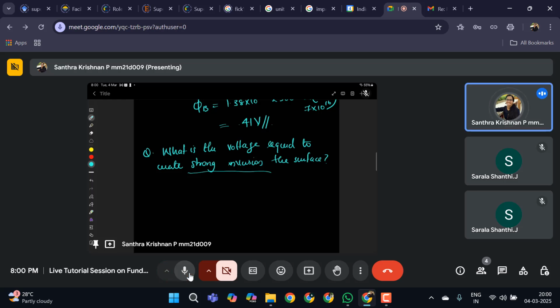Yeah, so basically you have to think what happens to the surface potential when there is strong inversion with respect to the bulk potential. At intrinsic carrier concentration, φs becomes equal to φb, right? But for strong inversion, you have to find out what happens to the surface potential. If you modify the same equation, kB T ln(Nd/Ni), you will get the value for strong inversion.